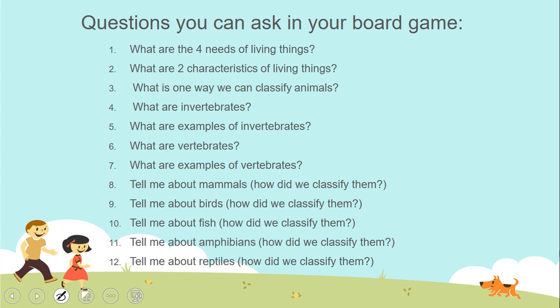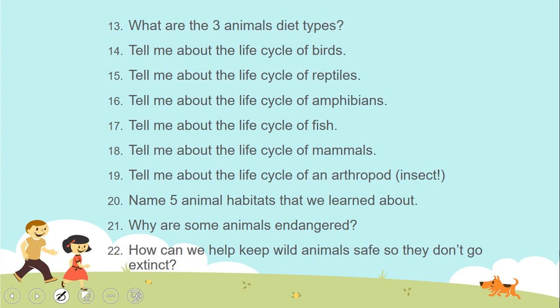How do we sort just the reptile group? What's special about reptiles? Okay, 13, what are the 3 animal diet types? 14, tell me about the life cycle of birds. 15, tell me about the life cycle of reptiles. 16, tell me about the life cycle of amphibians.